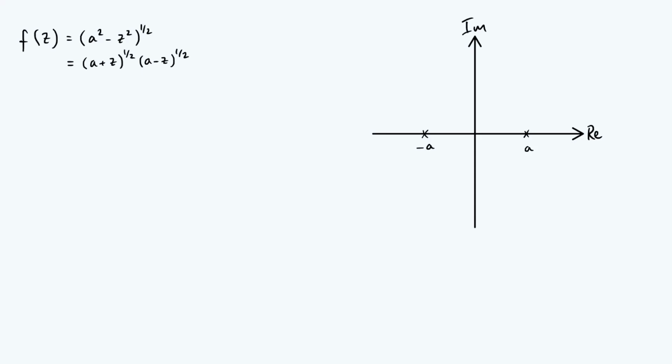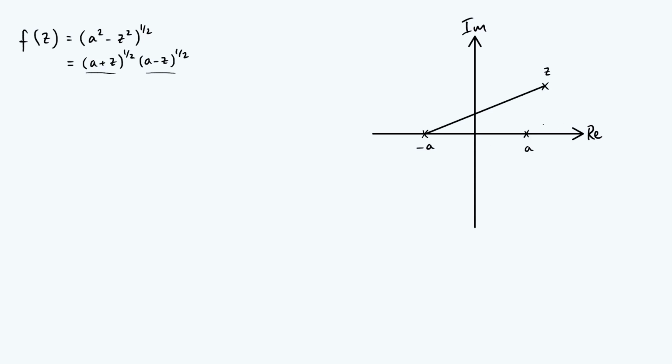Now if we show the real numbers a and minus a on an Argand diagram, as I've just done here, we can come up with a nice interpretation of each of these factors, a plus z and a minus z. If we take some arbitrary complex number z, which could be anywhere in the complex plane, then consider the vector that takes you from the real number minus a to this arbitrary complex number z. That vector would be z minus minus a, which is z plus a or a plus z, and therefore the first factor in our f of z, a plus z, is the complex number slash vector that takes you from minus a to z.